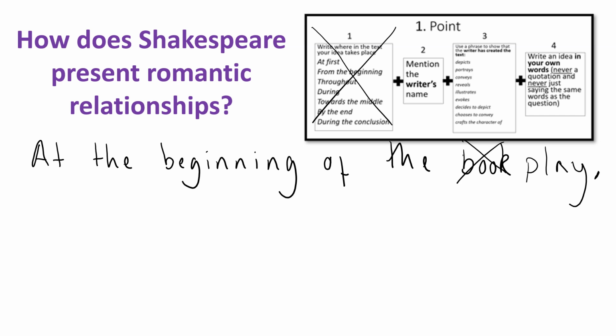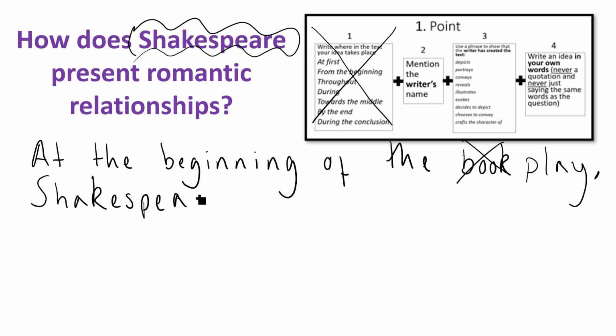Now I'm going to mention the writer's name. You can always find the writer's name in the question, and we're not studying Dickens anymore. We are doing Shakespeare. So I've mentioned the writer's name. And now I need to use one of these words to show that the writer has created the text. I'm going to use portrays, which just means shows. Shakespeare portrays. That's step 3.